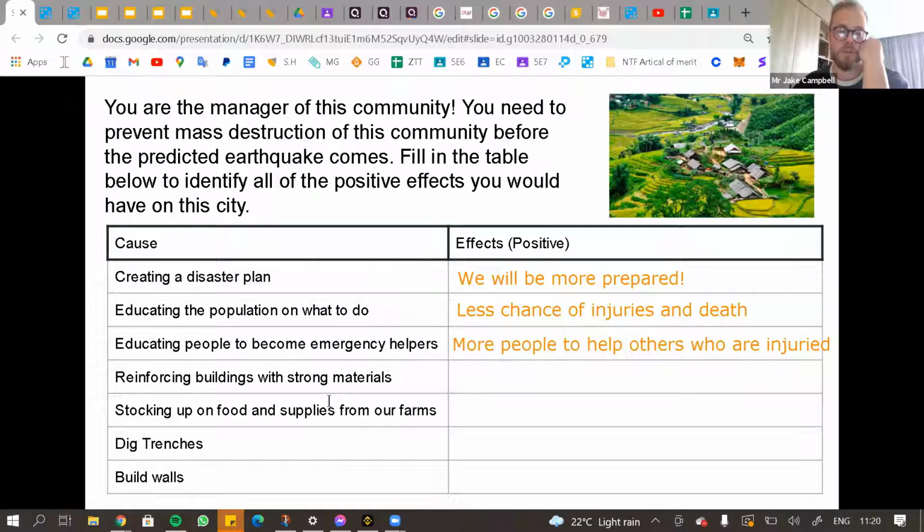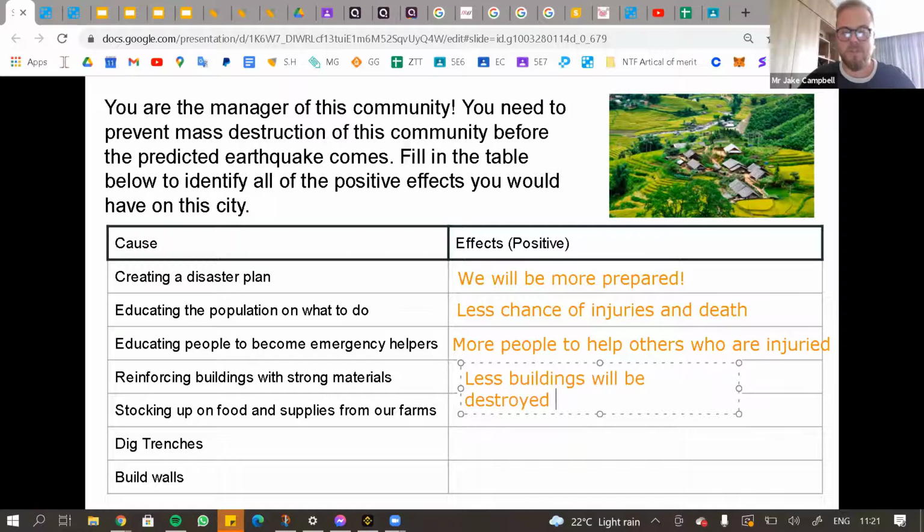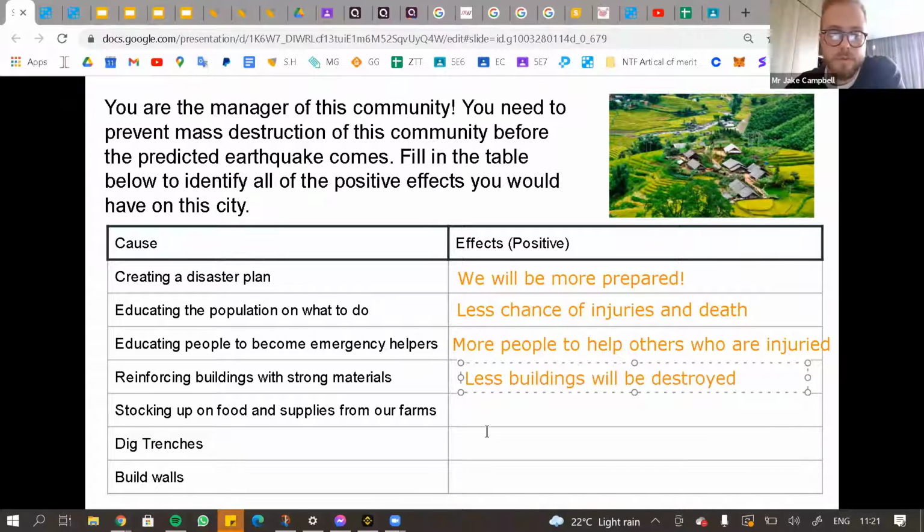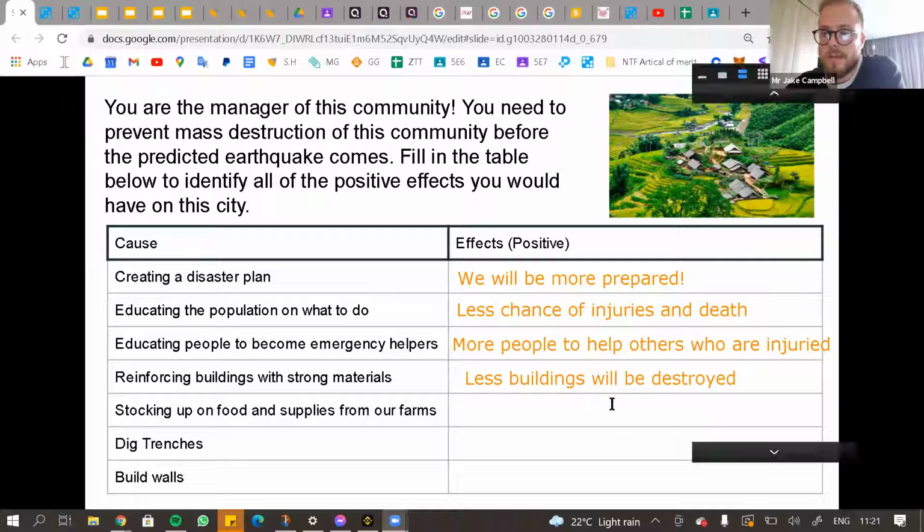Reinforcing buildings with strong materials, so that fewer houses will be destroyed. Yeah, perfect. Less houses. Well, they'll say buildings will be destroyed. Absolutely perfect. Fewer buildings will be destroyed. All right. Who else have we got in the class?